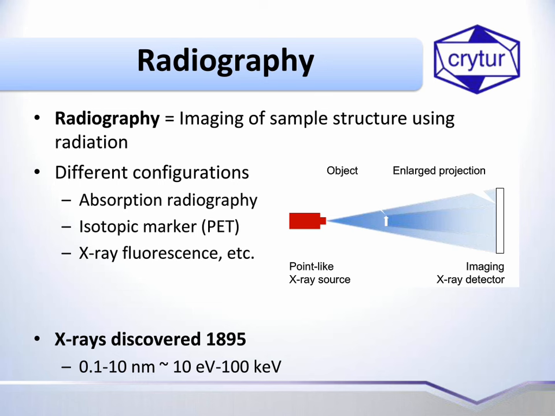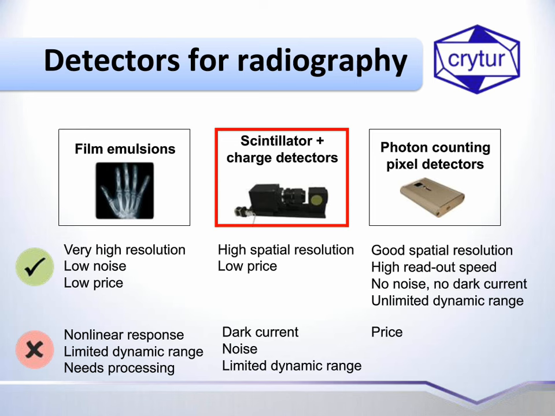So let's talk about detectors. We have many detectors for radiography. The oldest one would be film emulsions, which provide very high resolution. They are very, very cheap and have very low noise. But on the other hand, they exhibit a nonlinear response and limited dynamic range. And also you need some processing to see the image.